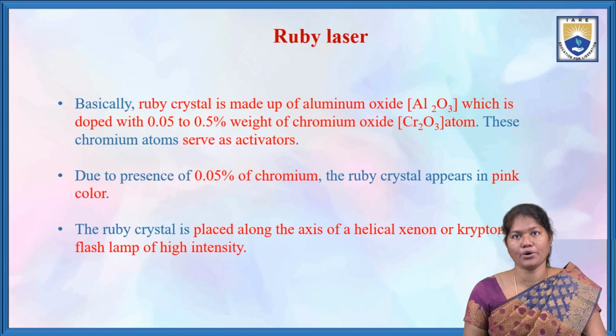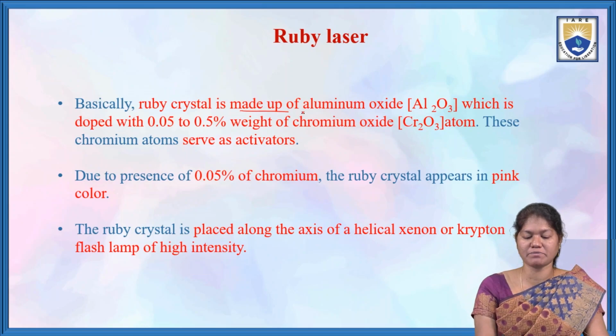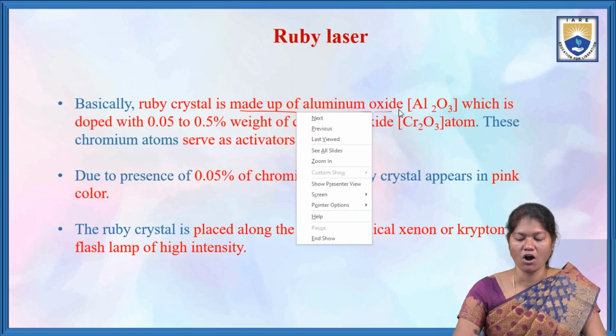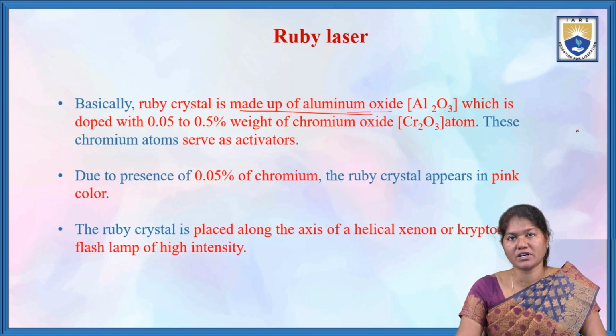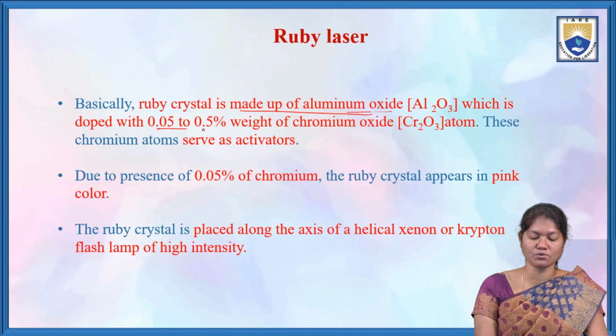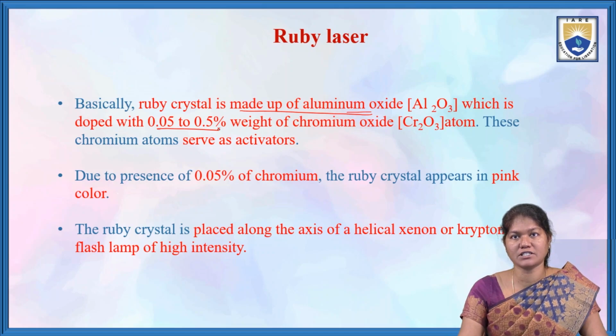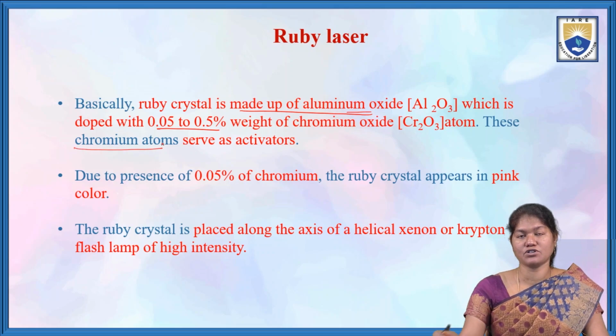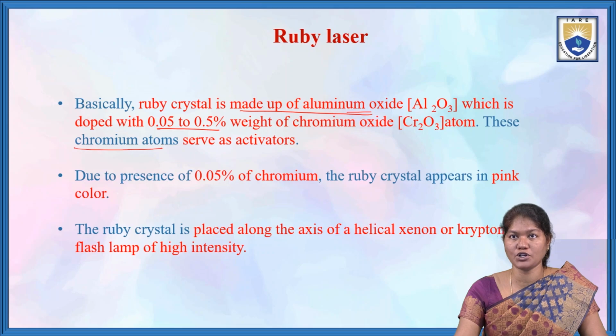Basically, the Ruby rod or Ruby crystal is made up of aluminum oxide, Al2O3, which is doped with 0.05 to 0.5% weight of chromium oxide atoms. These chromium atoms serve as activators. The chromium atoms are doped in the place of some of the aluminum atoms, which are replaced with chromium atoms.